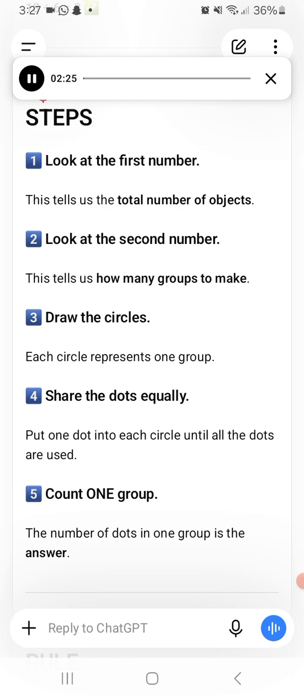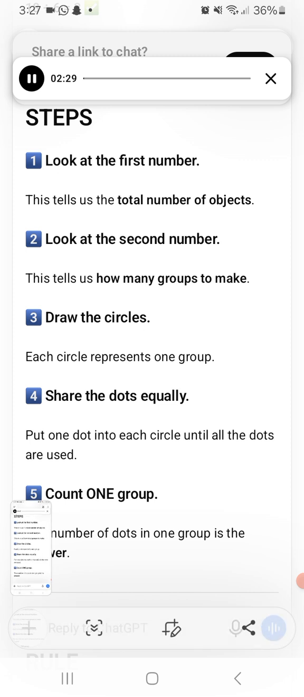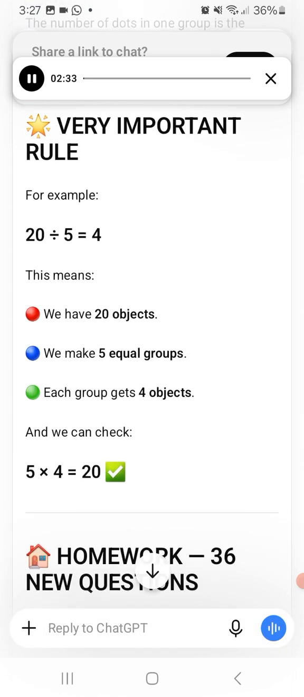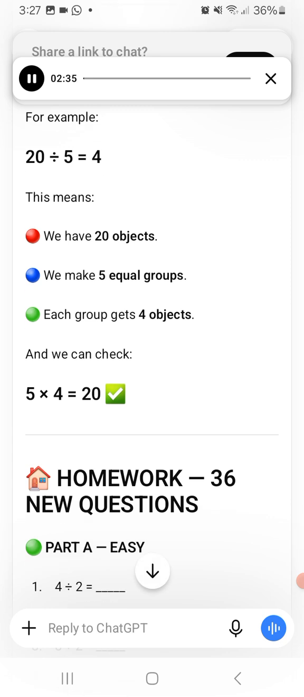Very important rule. For example, 20 ÷ 5 = 4. This means we have 20 objects. We make 5 equal groups. Each group gets 4 objects. And we can check: 5 × 4 = 20.